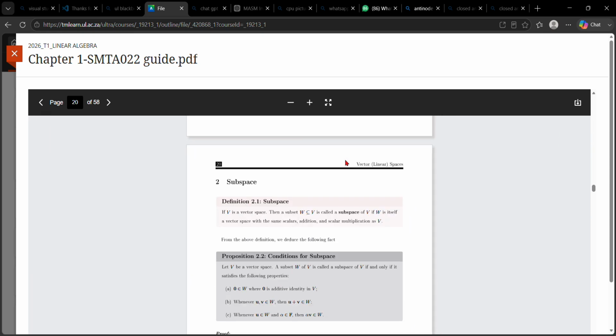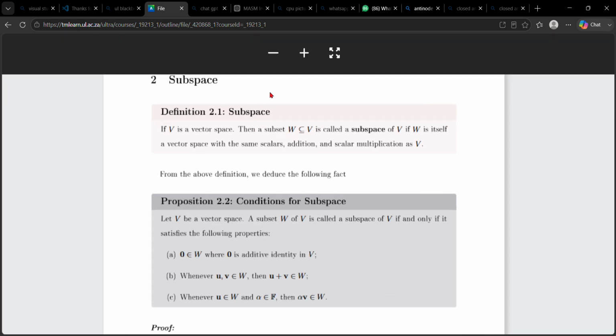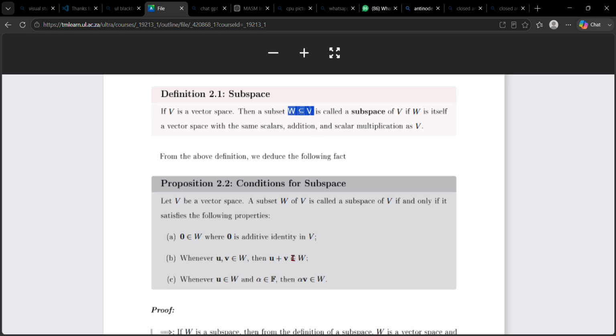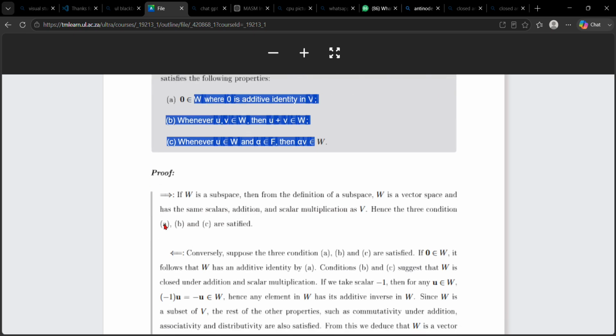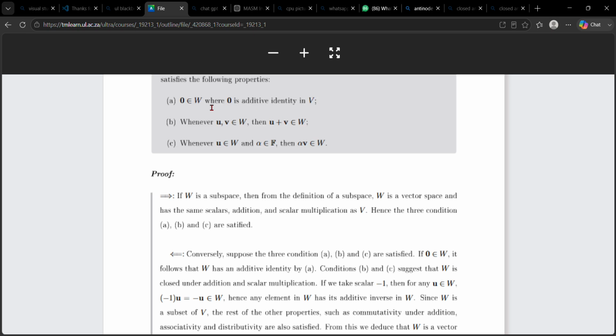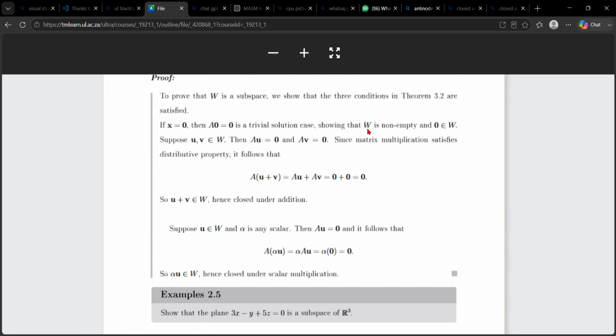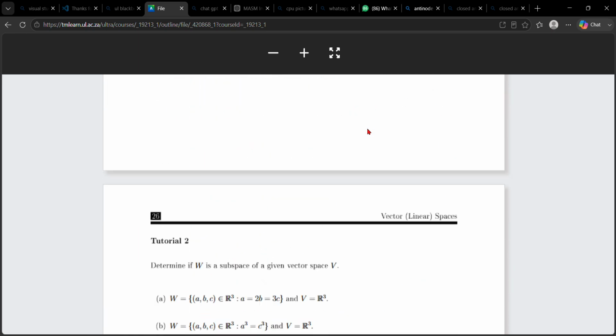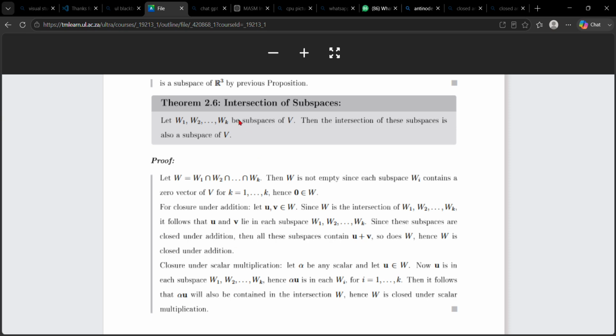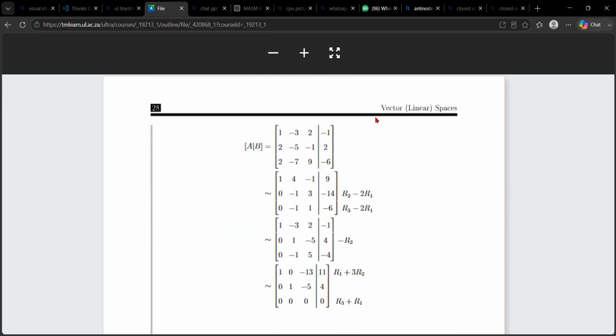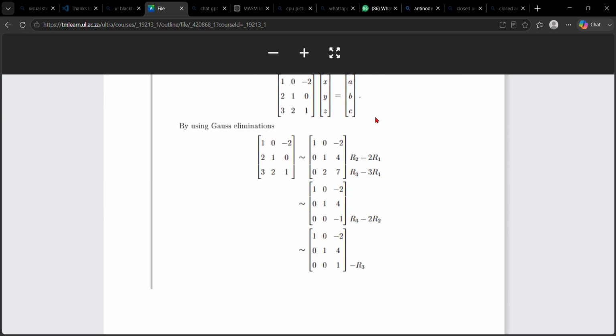So you must also know how to define a subspace. So here they say if V is a subspace, then W is a subset of V. Then these are the conditions. Additive, the zero identity must exist. Additive inverse must exist. The multiplication must exist. Then let me scroll. You must also know the proofs, the intersection of a subspace, but I'll explain that later.